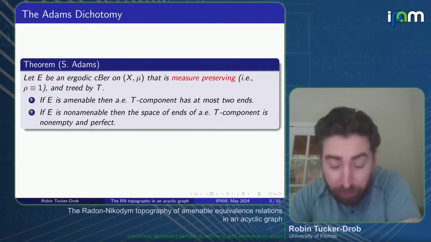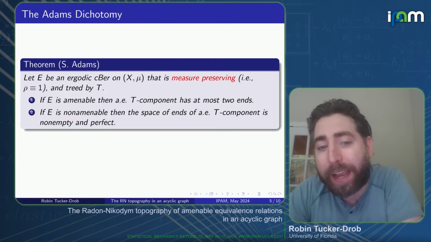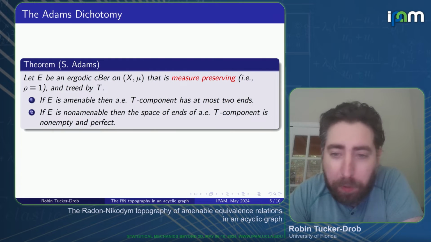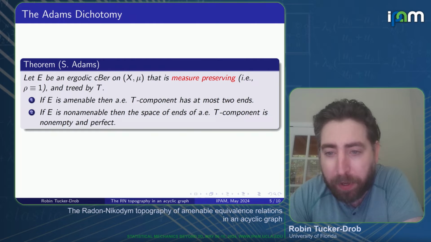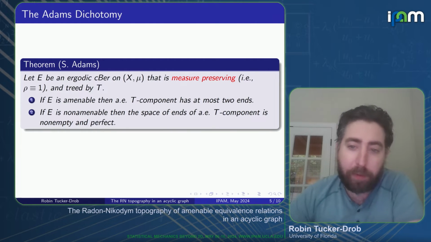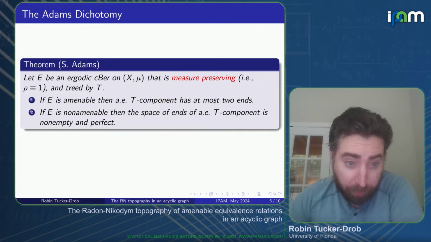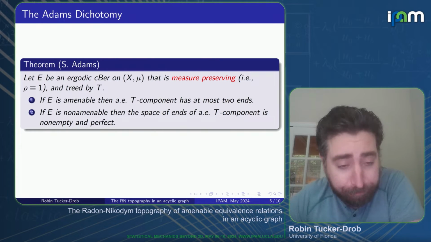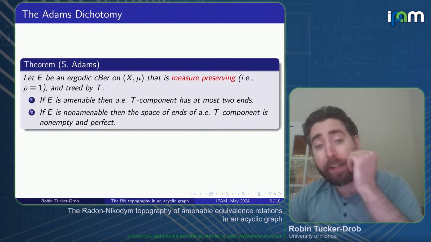It will be a Cantor set if you're in the locally finite case. Here we are allowing for the tree to have countable degree at some places. But in any case, it's a non-empty perfect set of ends in the non-amenable setting. And this dichotomy, well, it's very nice.